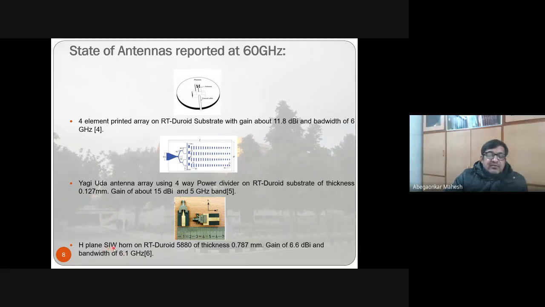SIW is substrate integrated waveguide. If you do not know what SIW or substrate integrated waveguide is, you can think of this as a dielectric loaded waveguide. Usually you have a waveguide, there's air inside it, right? If you put in dielectric, it will be similar to this substrate integrated waveguide. So it is designed on a substrate of thickness 0.787, gain is about 6.6 dBi, and bandwidth is 6.1 gigahertz. So these are some of the antennas reported at 60 gigahertz.